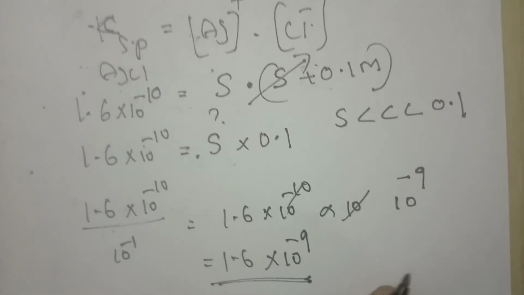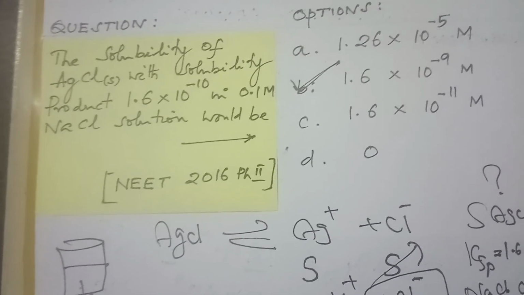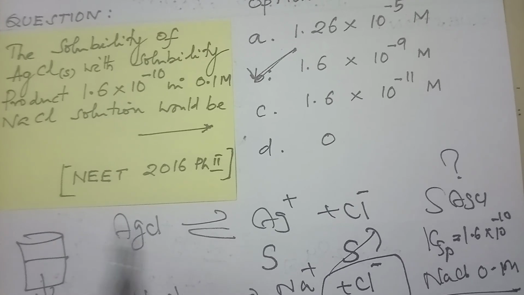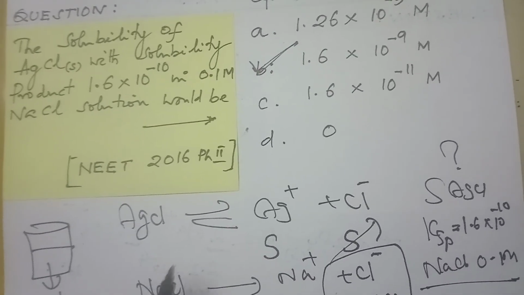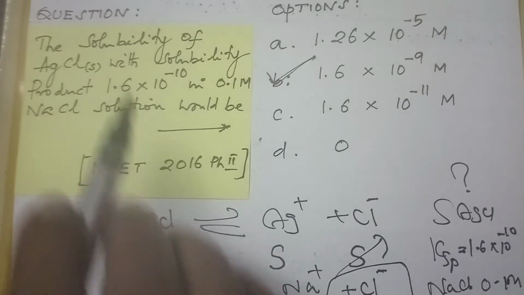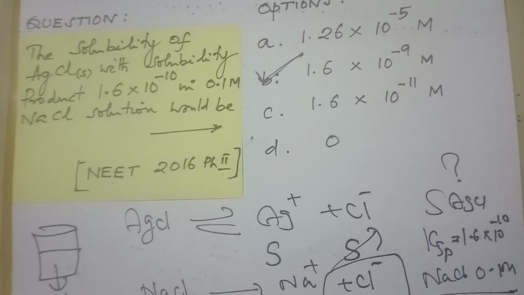complete the sum. I am expecting this pattern in 2020, because this model came, that is, a sparingly soluble salt in a strong electrolyte. This came 4 years back. So I am expecting that they will ask this model, the solubility product question in a different medium, for 2020.